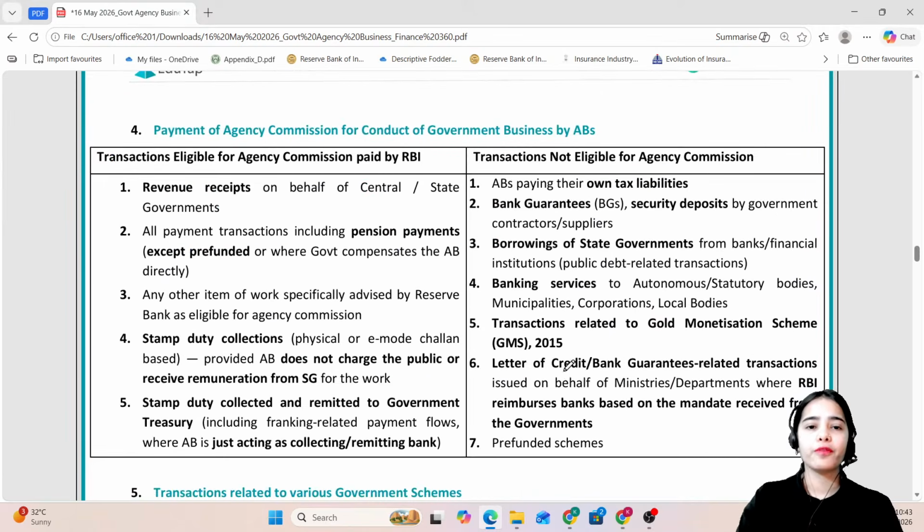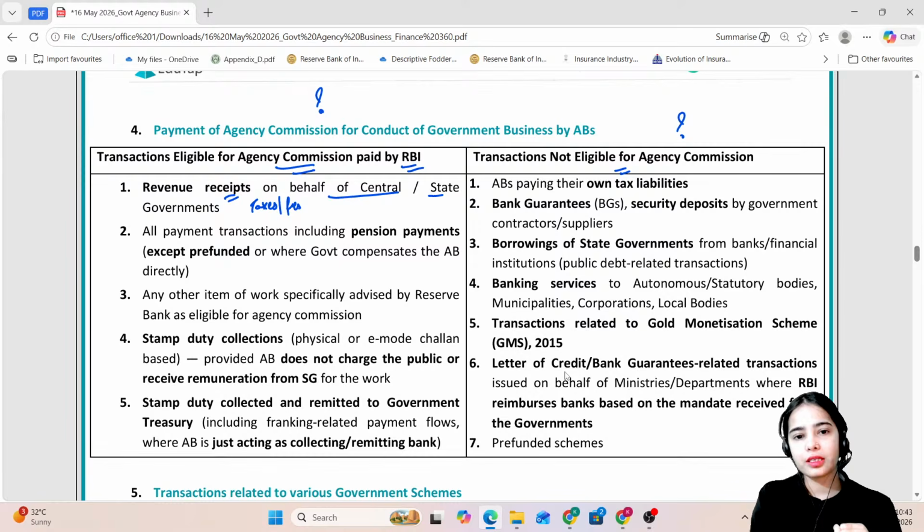Okay. Now, which transactions are eligible for agency commission paid by RBI and which transactions are not eligible? So first of all, revenue receipts on behalf of the central or state government. Revenue receipts means the taxes that are collected, fees, fines, and dividends. Central government and state governments get dividends from their public sector undertakings. So all these are revenue receipts received by the central or state governments, and the agency banks can receive these revenue receipts and transfer them to the government, and for this they will get the agency commission paid by the RBI.